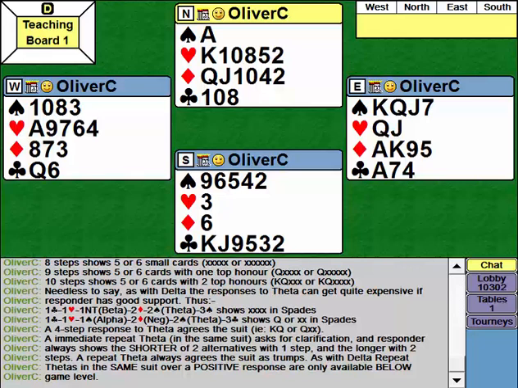That's not the case with theta. With theta, unless we have already established slam values, so if it goes one club, one heart, one no trump, for example, two no trump showing 6 controls, okay, now we might expect that we've possibly got slam values. So in those circumstances, we might allow that a repeat theta in the same suit at game level is actually going to be a repeat theta, not a sign-off. But if we haven't established slam values, then normally a repeat theta in the same suit is actually a sign-off, and responder will normally treat it as that.